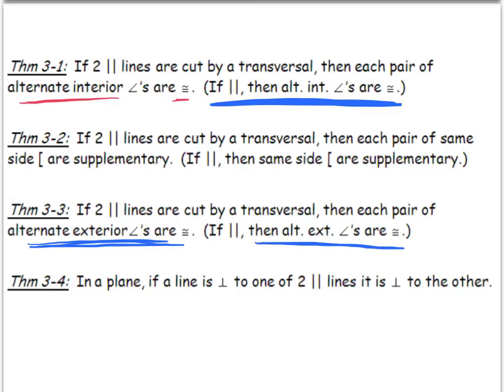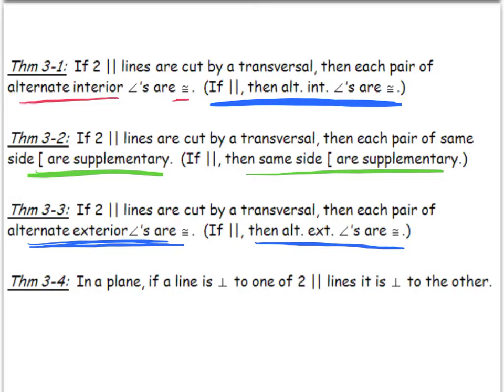The one oddball here is theorem 3.2, and it says if two lines are parallel, then each pair of same side C's are supplementary. Those are the same side consecutive angles. So same side C's are supplementary. That's the one that's the oddball out. So you've got to remember that. Corresponding, alternate interior and alternate exterior angles are congruent if my lines are parallel, but same side C's are going to be supplementary.